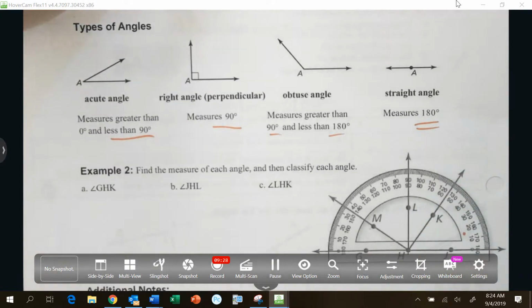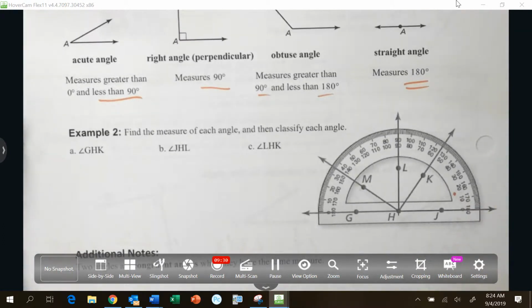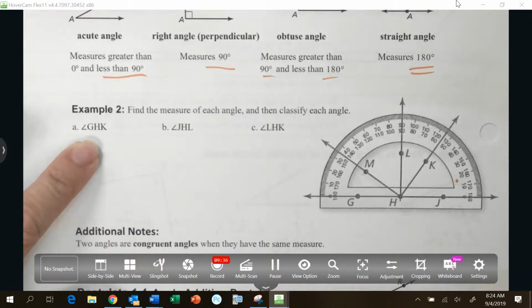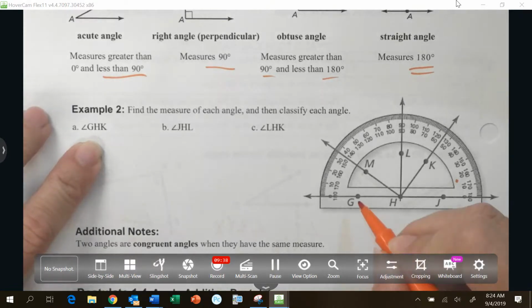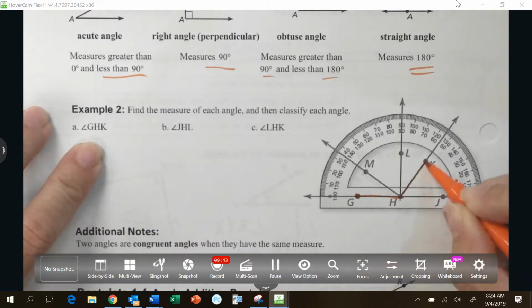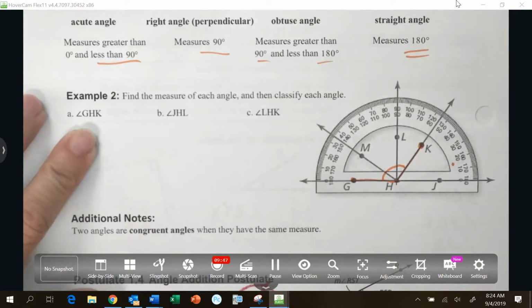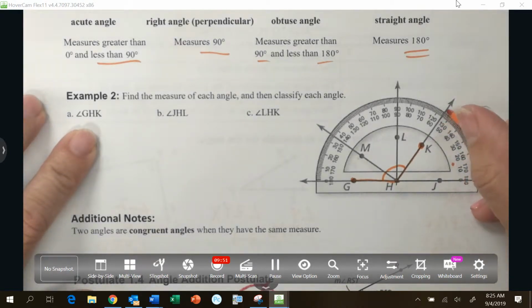So example 2, find the measure of each angle and classify each angle. So we're going to look for GHK. Here's my G, and I go to H, and then I go up to K. So my orange angle with 1 arc, that's what we're looking at right now. So look at the very end of it. Is that going to be 125 or 55?